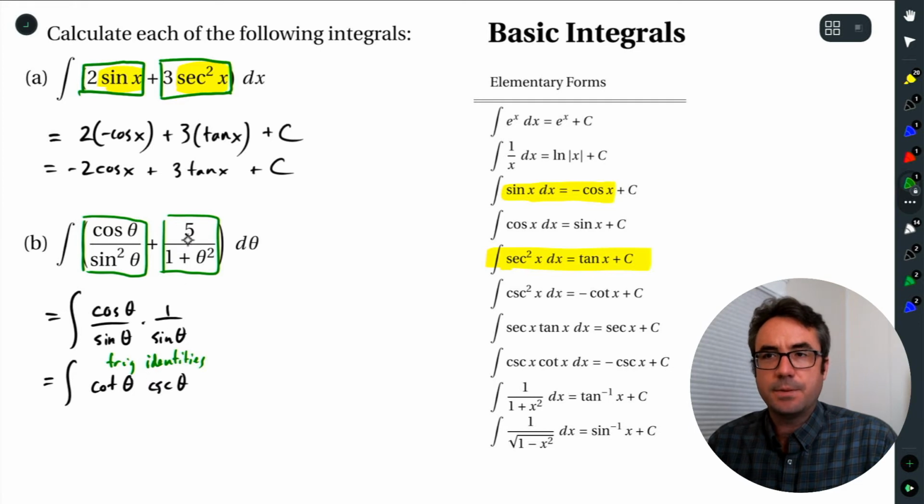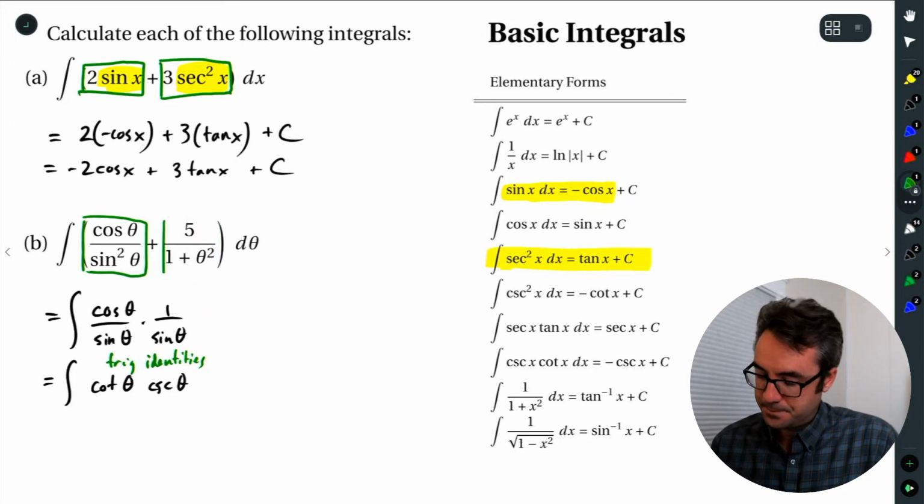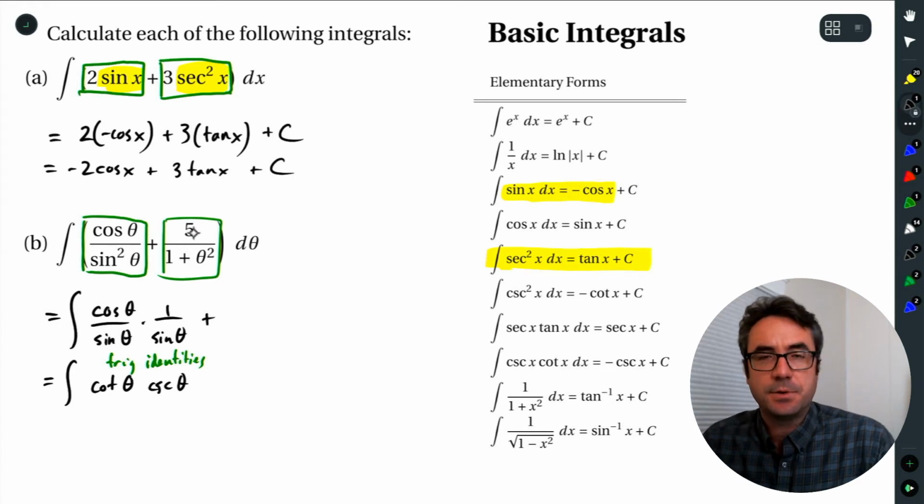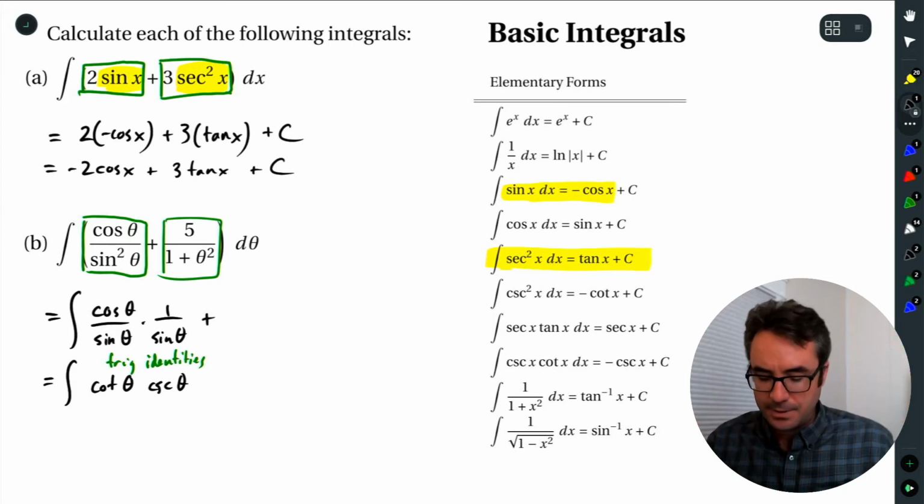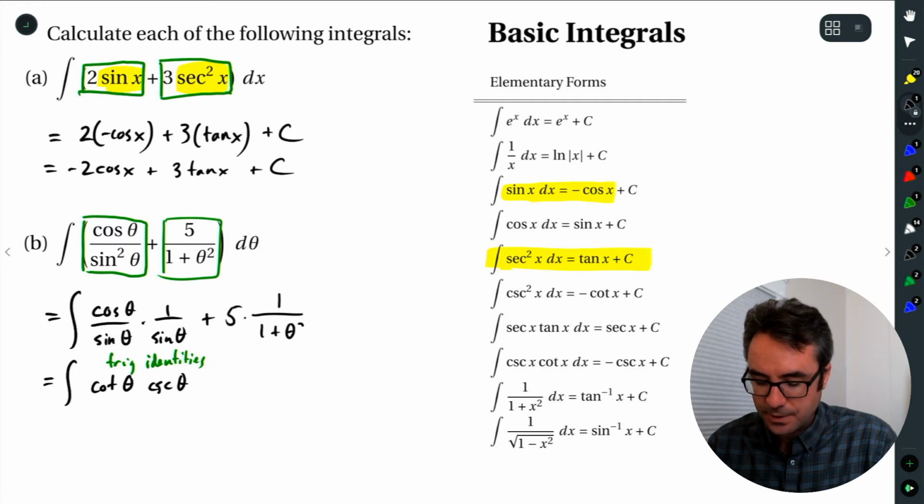All right, so what about this second piece? What might we do over there? Well, this 5 is just a constant multiple. So usually it's helpful to try to separate that off. So I'm going to pull that 5 off and write this as 5 times 1 over 1 plus theta squared.